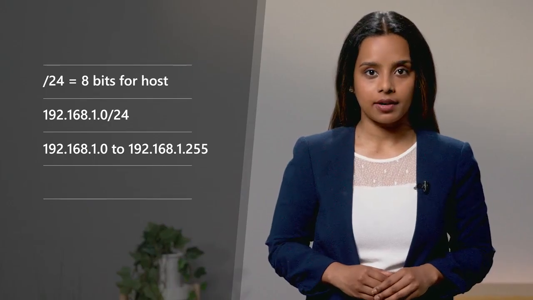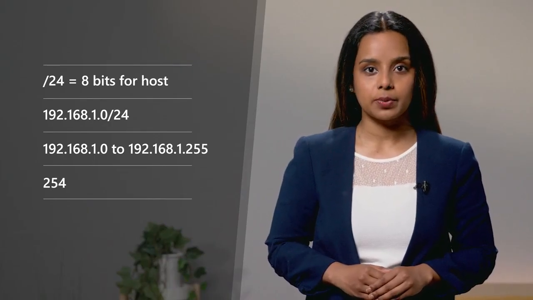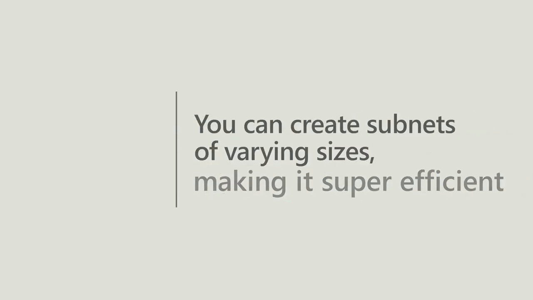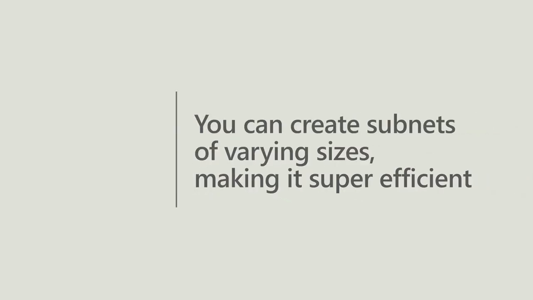And /24 means the first 24 bits are for the network, leaving 8 bits for hosts. For instance, 192.168.1.0/24 covers IP addresses from 192.168.1.0 to 192.168.1.255, giving you 254 usable IP addresses. CIDR enables you to create subnets of various sizes, where size represents the number of available IP addresses, allowing for more flexible and efficient management of your network address space.